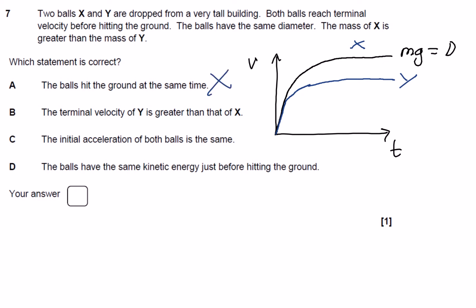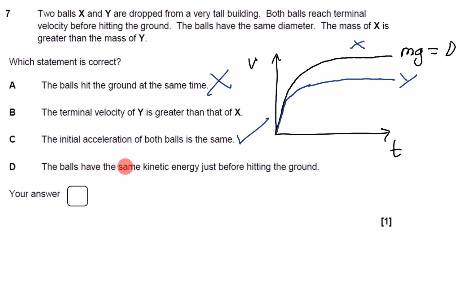Let's have a look at B. The terminal velocity of Y is greater than that of X. That can't be true because Y doesn't have to travel as fast in order to get the drag force to equal its weight. The initial acceleration of both balls is the same. That one is correct.